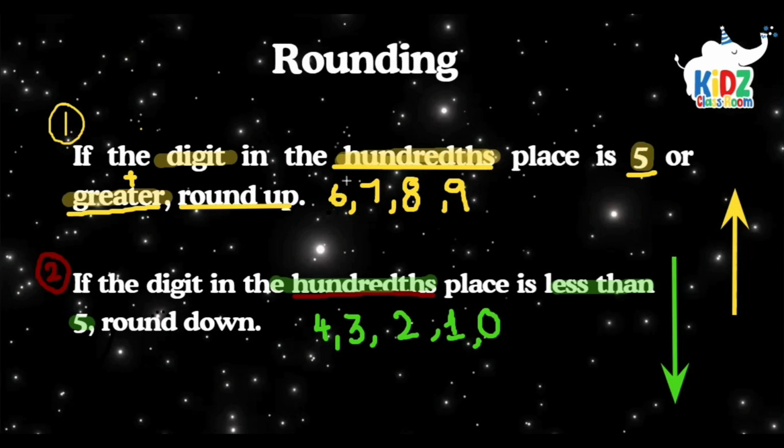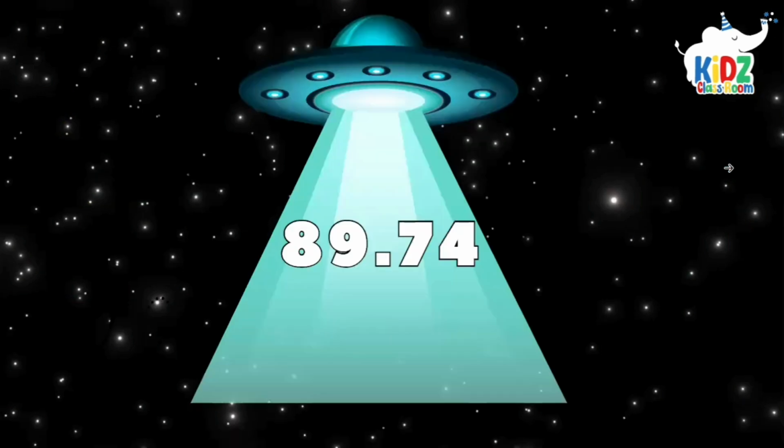Okay, so now let's move on. Let's now apply what we have learned with some examples. So here is a number, 89.74. First, let's write the places.